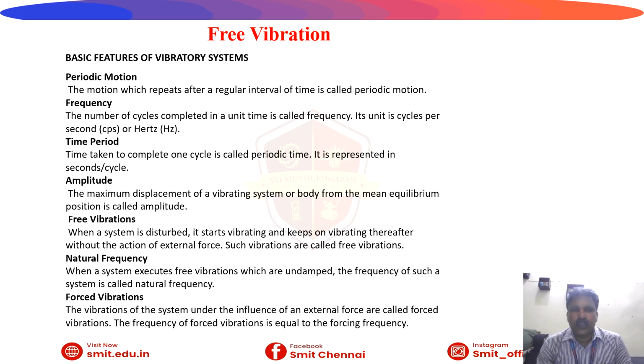Then frequency. The number of cycles completed in a unit time is called frequency. Its unit is cycles per second, that is CPS or hertz. Time period: the time taken to complete one cycle is called periodic time. It is represented in seconds per cycle. Then amplitude: the maximum displacement of a vibrating system or a body from the mean equilibrium position is called amplitude.